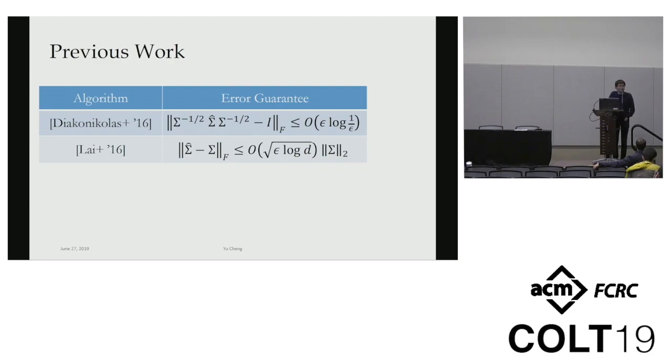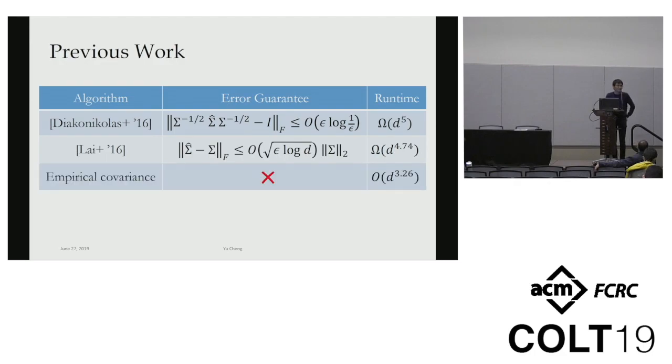What's known about this problem? A recent work gave polynomial time algorithms that compute either dimension-independent or near-independent error. However, if you look at these algorithms more carefully, this is their running time, and there is a gap between these algorithms and the runtime of the best non-robust algorithm, which is just to compute the empirical covariance. The main contribution of our work is to close this gap.